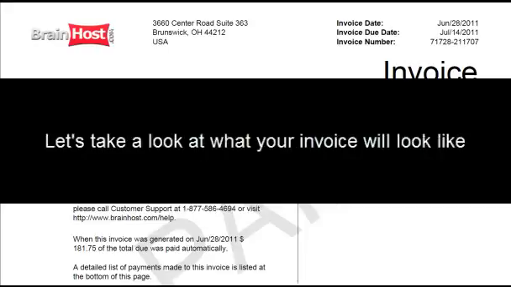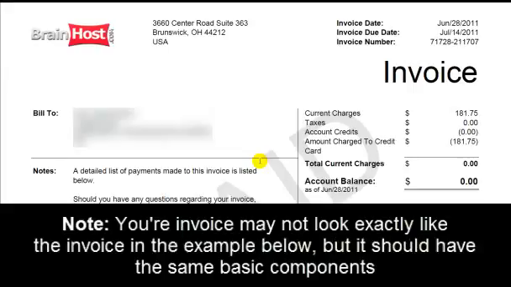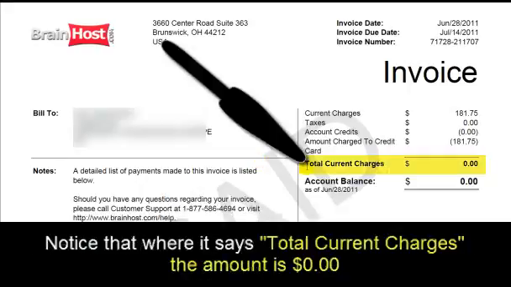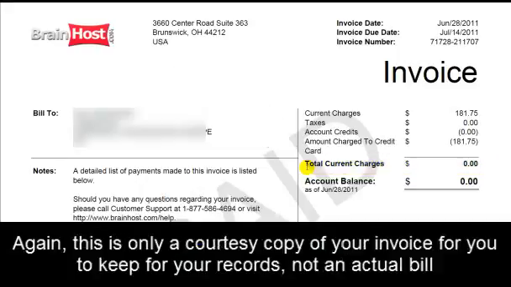Now let's take a look at what your invoice will look like. Please note, your invoice may not look exactly like the invoice in this example, but it should have the same basic components. Notice that where it says total current charges, the amount is 0. This is because your credit card has already been charged. Again, this is only a courtesy copy of your invoice for you to keep for your records, not an actual bill.